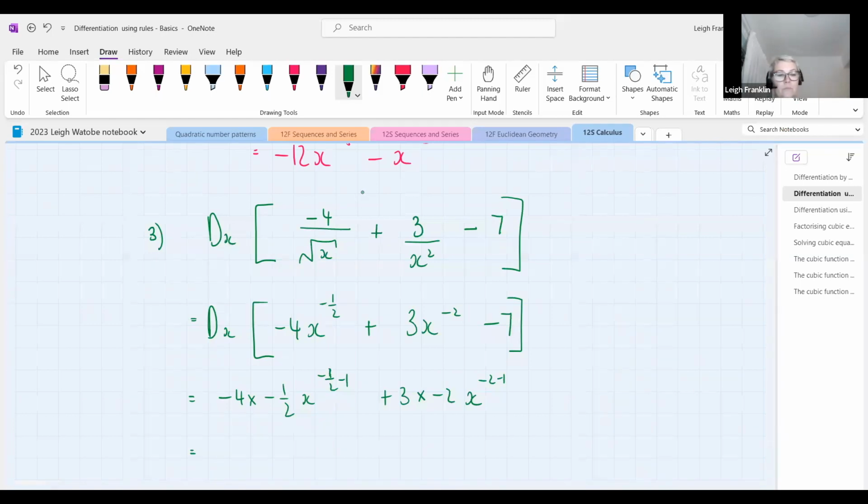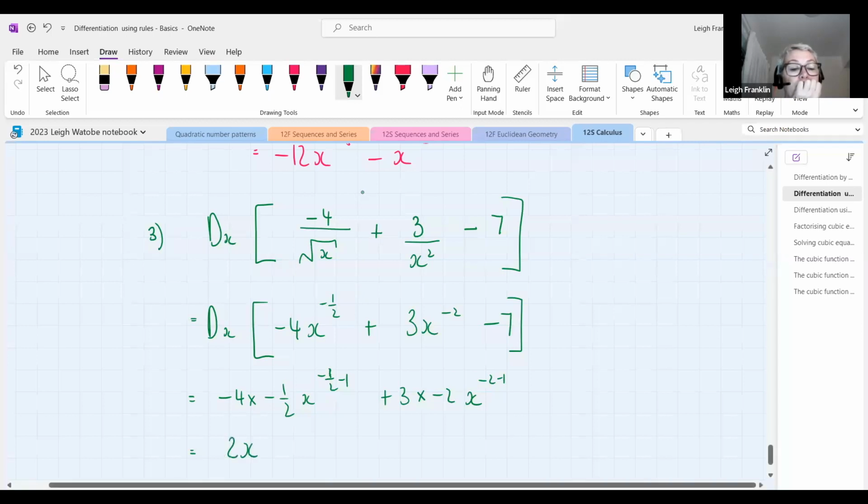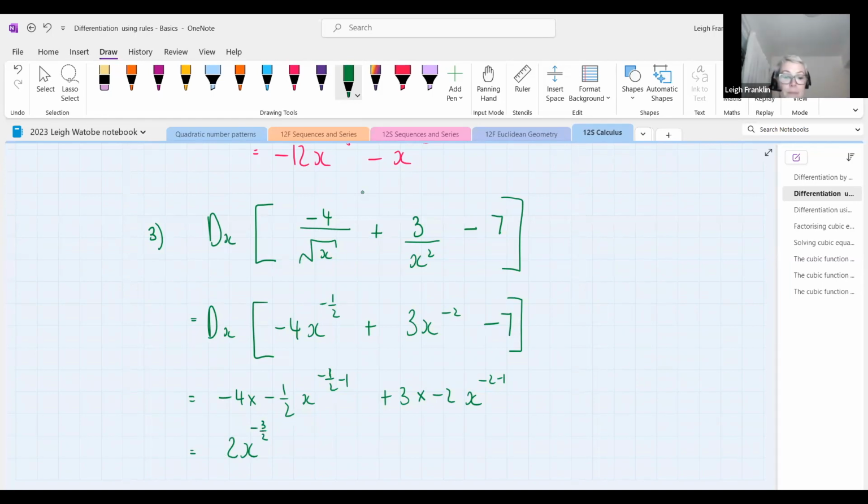Then, ma'am, negative 4 times negative half will be 2x, and then negative 1 minus half will be negative 3/2. So it's 2x to the exponent negative 3/2. And then it will be plus a negative 6x to the exponent negative 3. Beautiful. Well done. Very nice work.